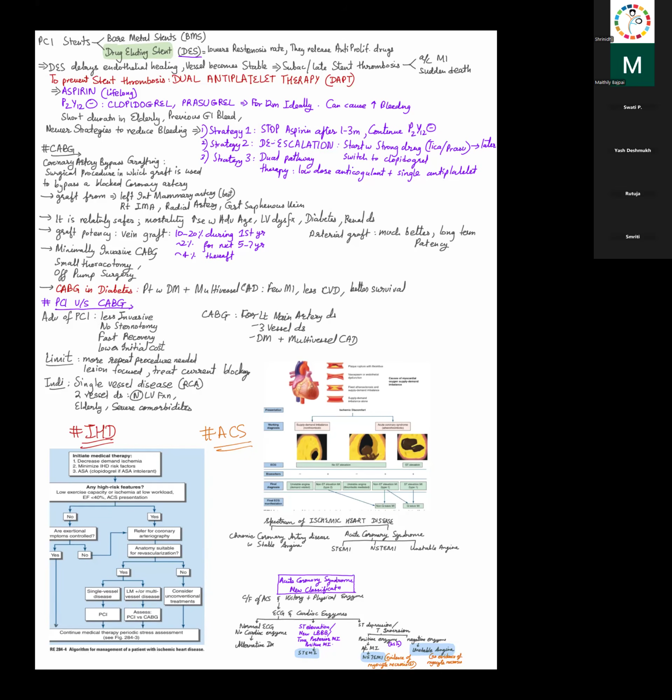And graft patency: the venous graft has 10 to 20% failure during the first year, 2% for the next 5 to 7 years, and 4% thereafter.